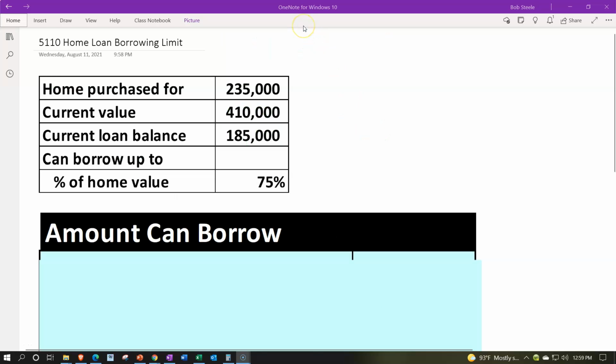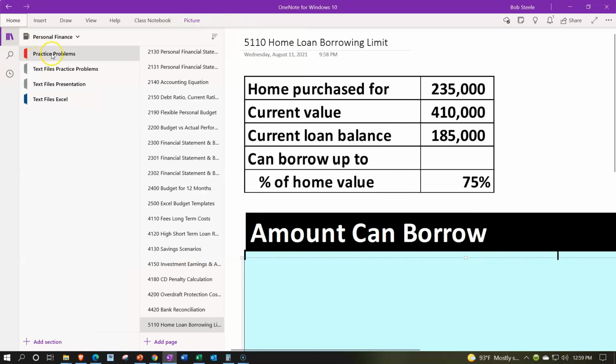Here we are in OneNote. If you have access to OneNote and would like to follow along, you're not required to, but if you would like to, we're in the icon on the left-hand side. We're in the Practice Problems tab, down in the 5110 Home Loan Borrowing Limit tab.